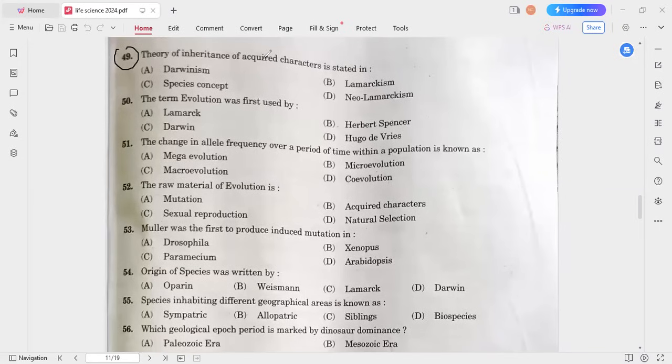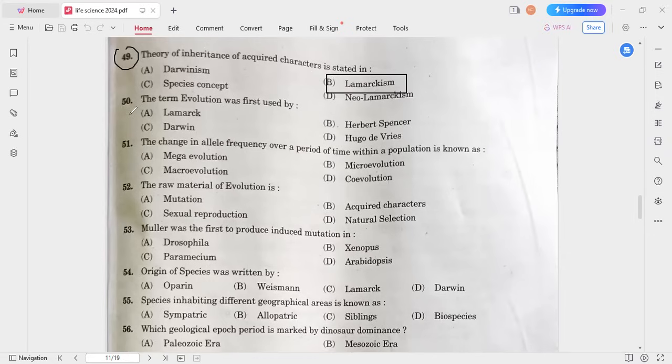Theory of inheritance of acquired characters is stated in which theory? Theory of inheritance of acquired characters is stated in Lamarckism. Option B. The acquired characters are passed on to the next generation, that is explained in the Lamarckism theory. Option B is the correct answer for question number 49. So next one is the 50th question. Yeah, we reached half a century.